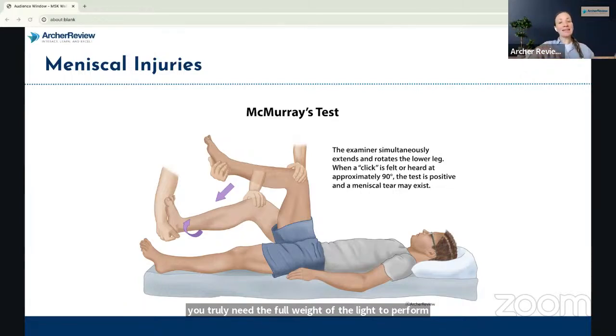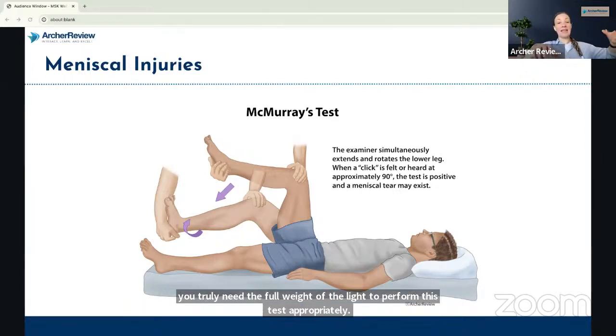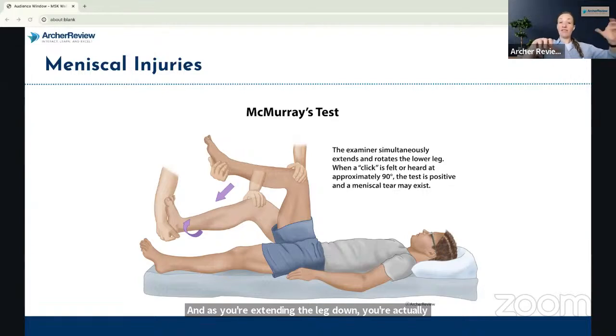And as you're extending the leg down, you're actually going to be twisting and turning the foot. And as that leg is coming down, you're looking for pain. You're looking for clicks, pops, and pain in the knee itself. So you're holding the knee so you can kind of feel if anything like that is happening. And you can kind of go up and down with this, as you're moving the leg back and forth, okay? And see if you can elicit anything while you're doing that. And a positive would be that pain, popping, or clicks that you hear.